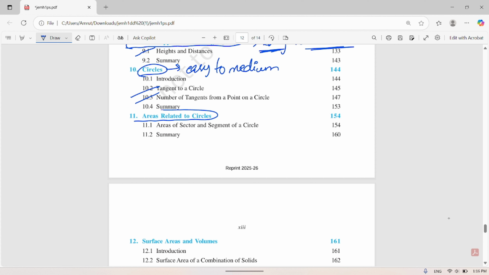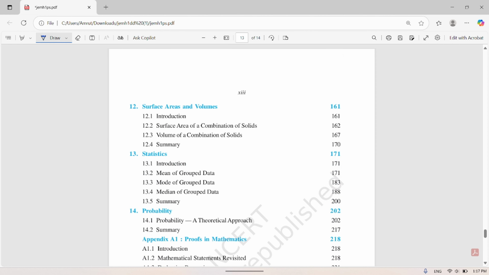some areas related to circles, and this one also I can tell you it is easy to medium level because you will be having some combination kind of problems in this chapter, related to some other concepts and everything. So you'll be having some perimeter, area kind of thing, sectors, segments and everything, and some combination kind of problems.